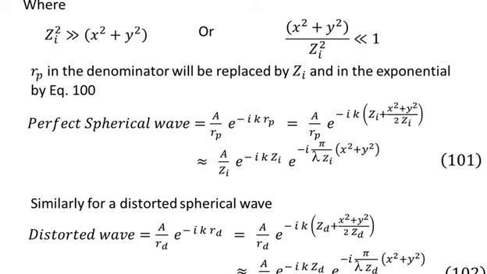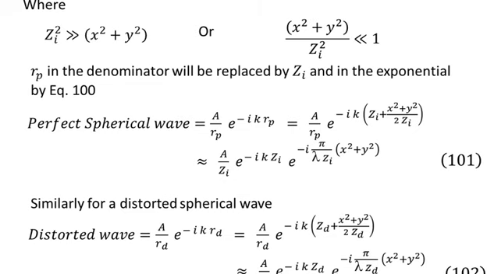So the perfect spherical wave is equal to, we have written rp from equation number 100 on the right hand side, and we have expanded, and we have also written rp in the amplitude factor by zi. The last step in equation number 101 is that the perfectly spherical wave is of the order of A over zi into e to the power minus iota k zi into e to the power minus iota pi over lambda zi, and within parentheses we have x square plus y square.